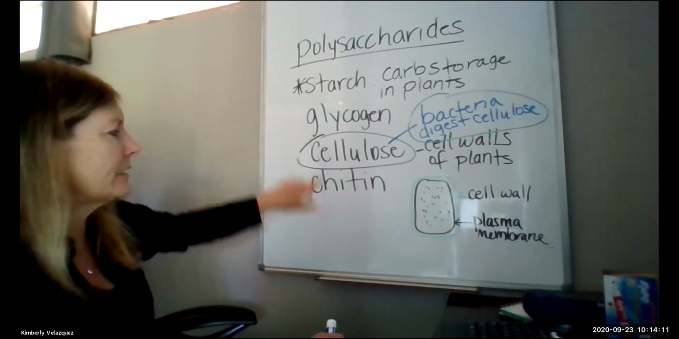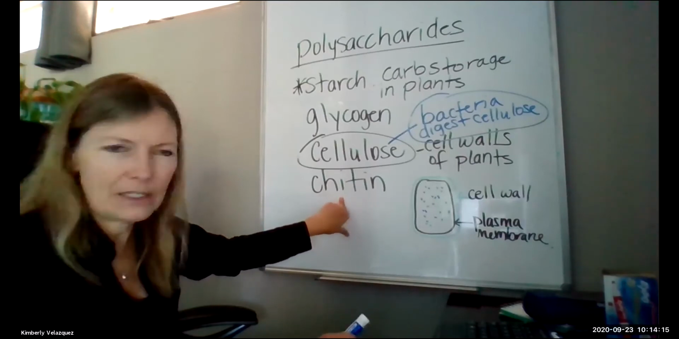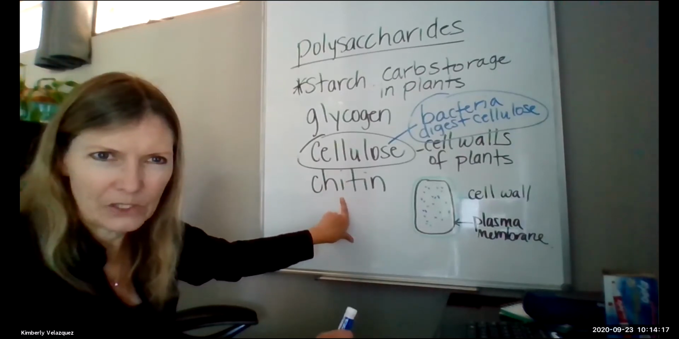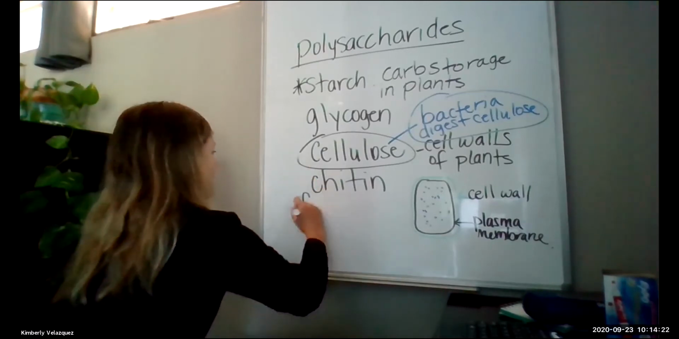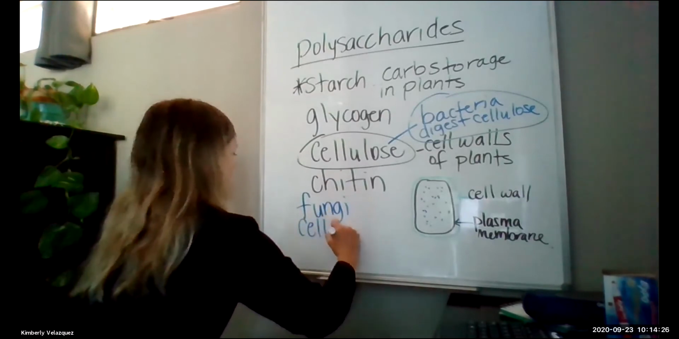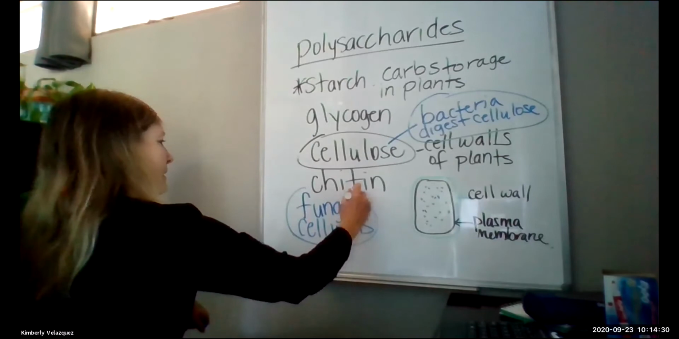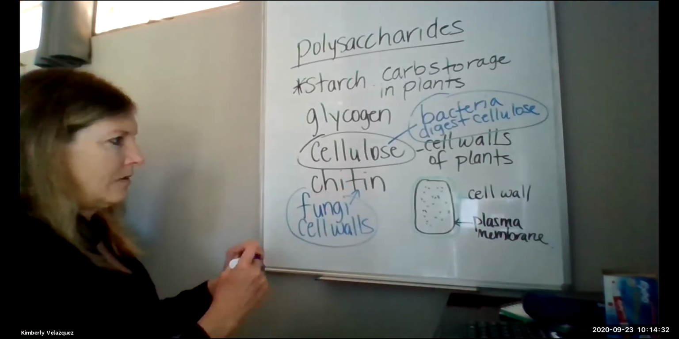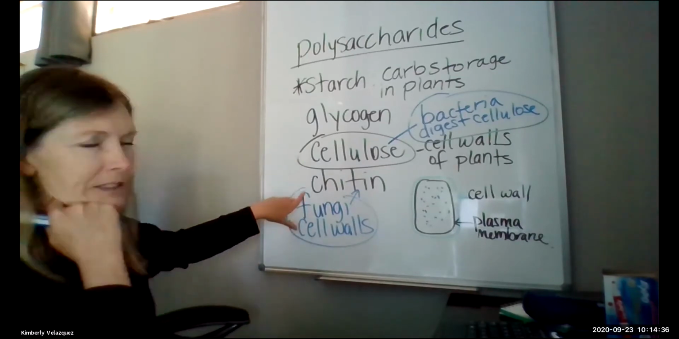But before I move on, while we're on this list, before I explain really the role of glycogen in our bodies, I just want to talk for a second about chitin, because if you go on to take microbiology, you will learn about fungi. Fungi make up their cell walls with chitin. Their cell walls are not made of cellulose, it's made of chitin.